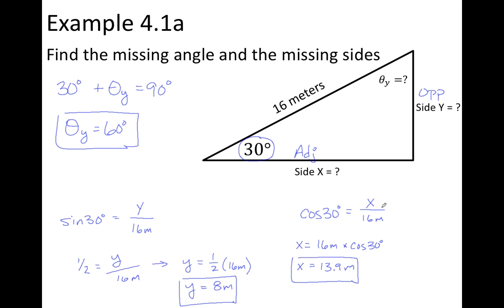Okay. Something that is a useful little check once we've solved for all the sides. Theta y is the larger angle, and so the side that's opposite theta y, which is side x, should be the longer of the two legs. And you see that that is so. That side x is longer than side y.